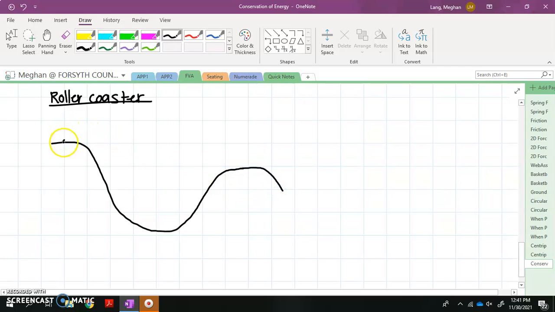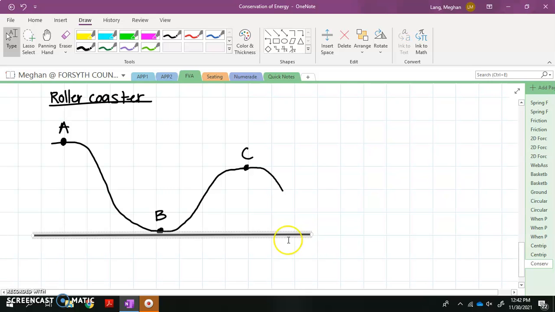Okay. So at the top of the first hill, I'm going to call that point A. At the bottom of the first hill, I'm going to call that point B. And then at the top of the second hill, I'm going to call that point C. And so then the roller coaster would keep on keeping on, but we really just care about these 3 spots for this example. B down here, I'm going to say point B is where y is equal to 0. So this is our ground point here. Again, I didn't quite get it to match up, but y is equal to 0.